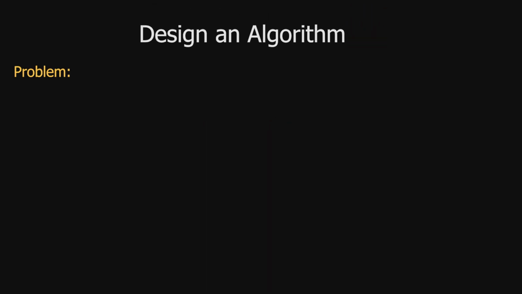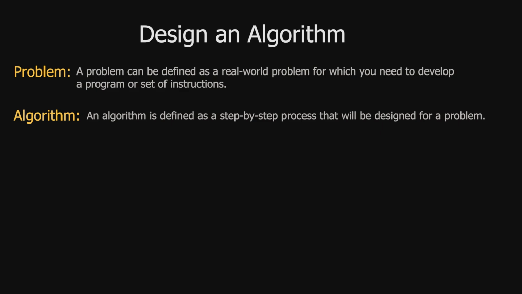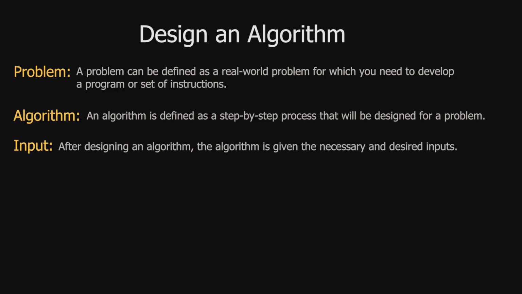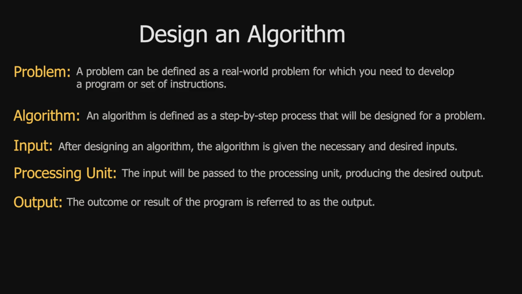Let's understand how to design an algorithm. First, we have a problem. A problem can be defined as a real-world problem for which you need to develop a program or set of instructions. Then we have an algorithm. An algorithm is defined as a step-by-step process that will be designed for a problem. Then we have an input. After designing an algorithm, the algorithm is given the necessary and desired inputs. Then we have a processing unit. The input will be passed to the processing unit, producing the desired output. And at last we have an output. The outcome or result of a program is referred to as output.